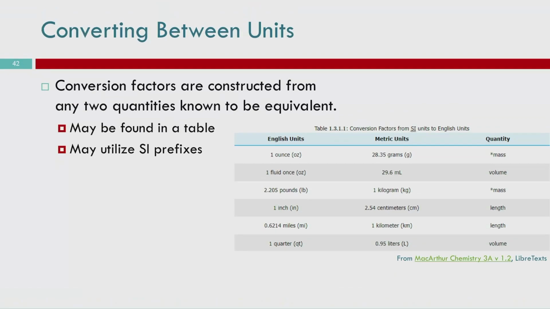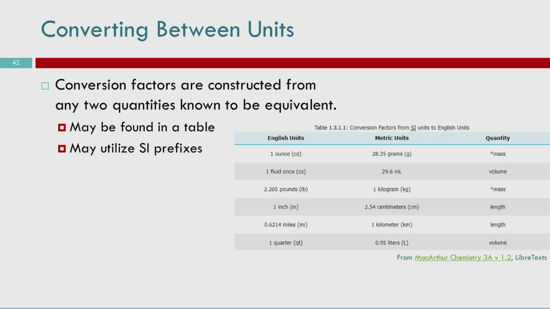We can make conversion factors. You will often have to make your own conversion factors. Any two things that are equal make a conversion factor. So this is an example of a table. It's got a bunch of different units. We've got our English unit and our metric unit, so the ones that we're used to using and the ones that the rest of the world is using. Any two of these things, if they're equal, which these are, we can make a conversion factor out of them. We can also use our prefixes, our kilo, our centi, our milli, our mega, those sorts of things. We can use those as well.